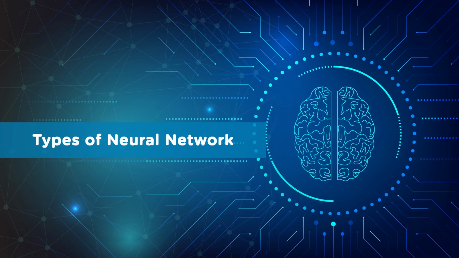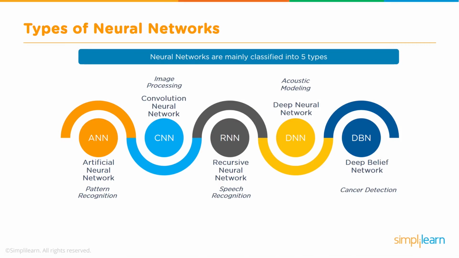Now that we have a good idea about the perceptron, let's take a look at what a neural network is. We have seen what a perceptron is, we have seen what a neuron is, so we will see what exactly a neural network is. A neural network is nothing but a network of these neurons, and there are different types of neural networks. There are about 5 of them. These are artificial neural network, convolutional neural network, recursive neural network or recurrent neural network, deep neural network, and deep belief network.